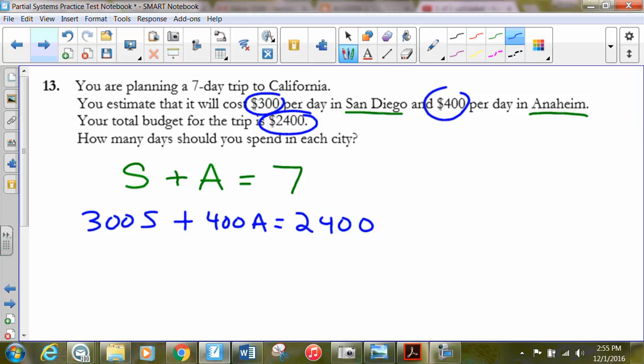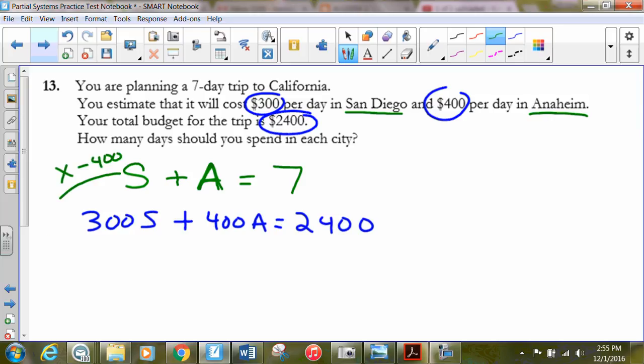And we want something to eliminate. So I'm looking at it now. If I added or subtracted these 2 equations together, nothing would eliminate. But wouldn't it be nice, I'm going to pick on A, wouldn't it be nice if instead of an A right here, this was a negative 400A? So I'm going to make a wish. I wish that that A was a negative 400A. And I'm going to make my wish come true by multiplying by negative 400.